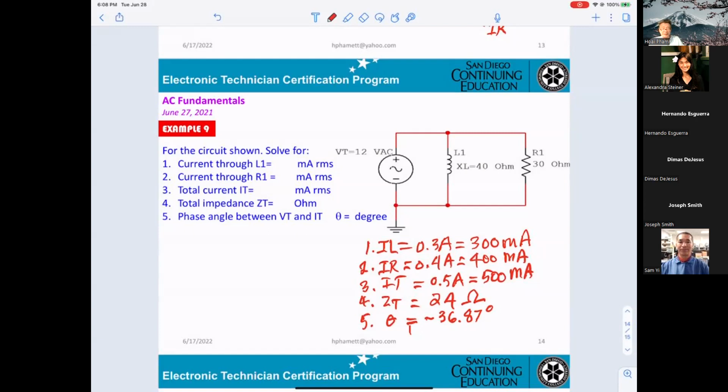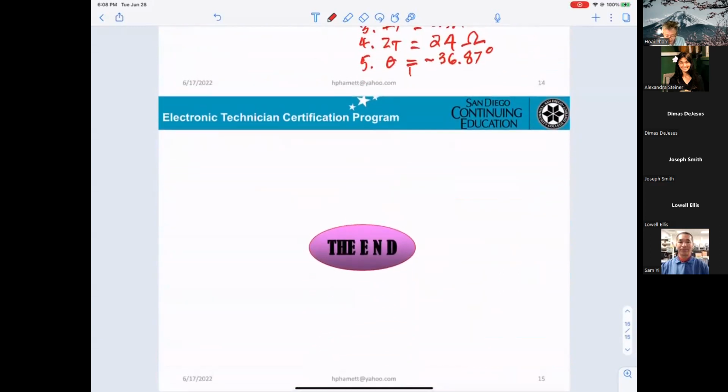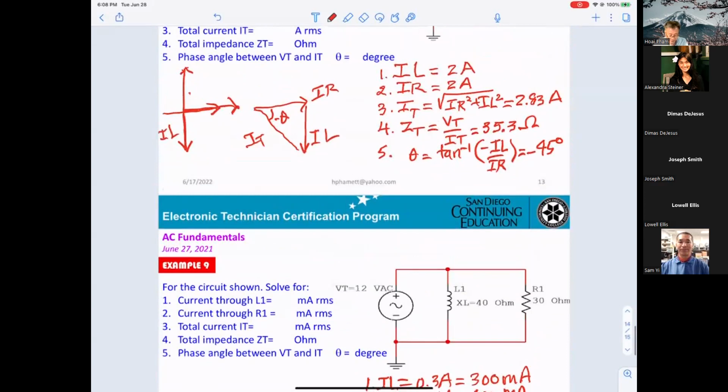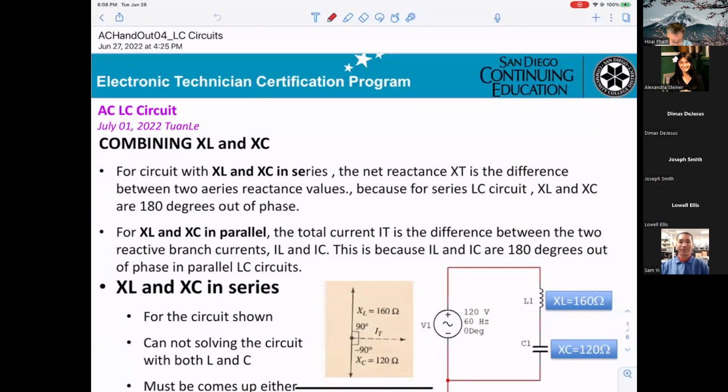Okay, any question up to this point? Okay, if not, then we will go to the next one. That will be LC. Make sure you have downloaded the handout.